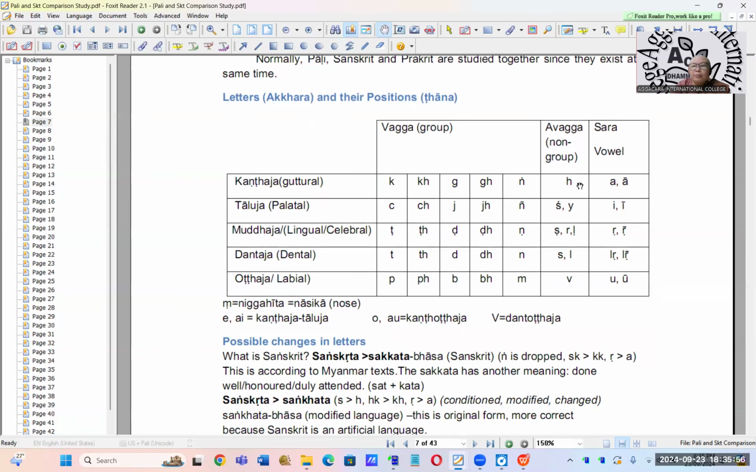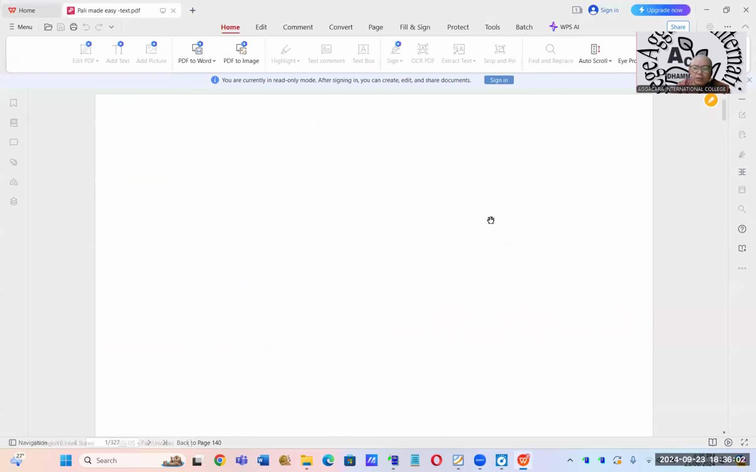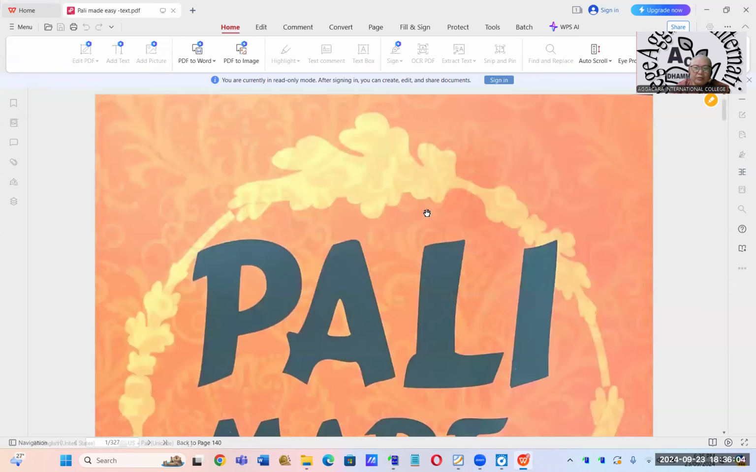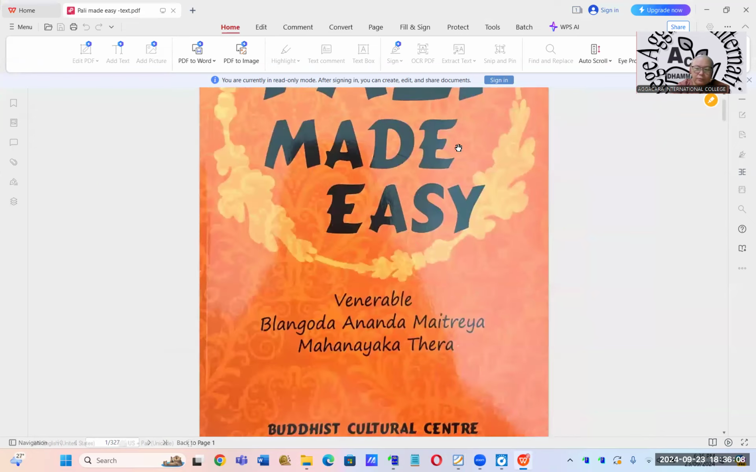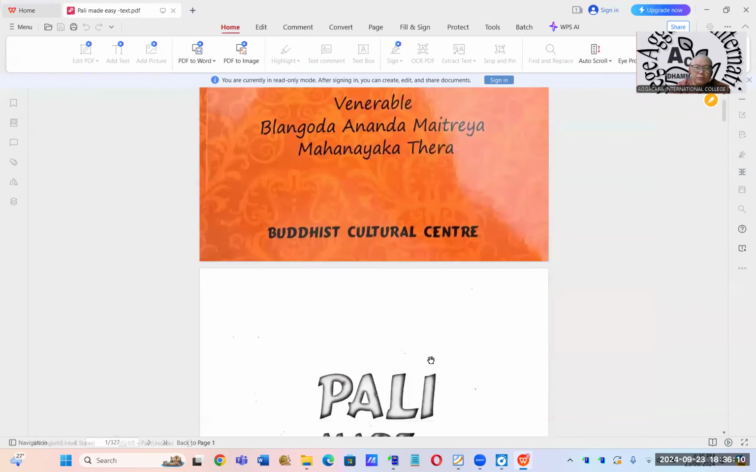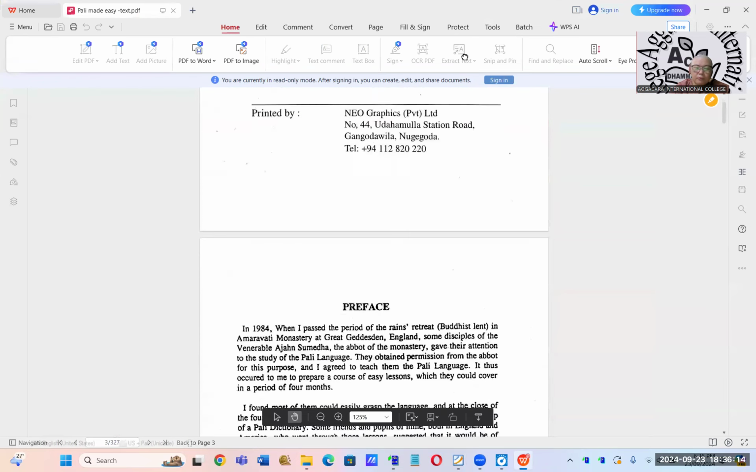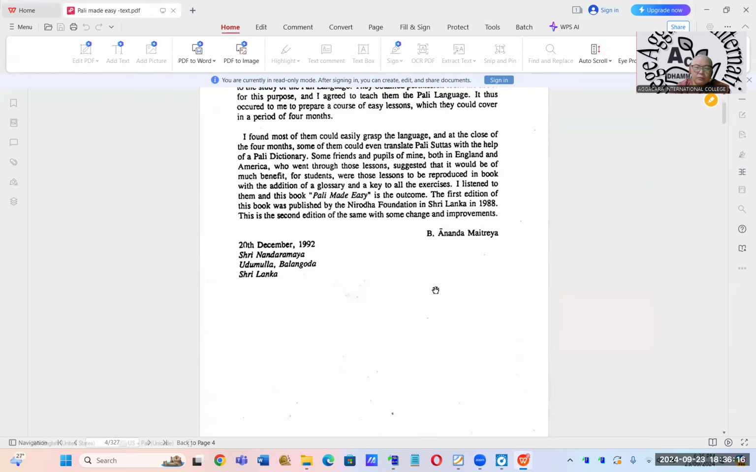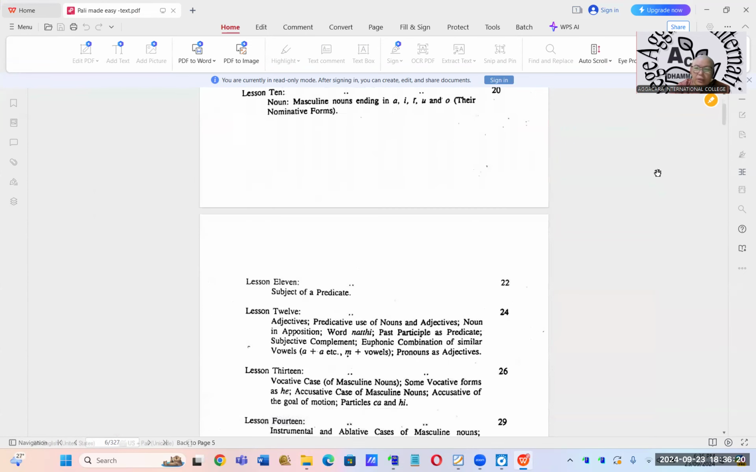Now, in Pali, how many letters are we supposed to have? Pali and Sanskrit are different. What I show here is kind of half Pali, half Sanskrit. So let me go to the page. I cannot page up, page down.